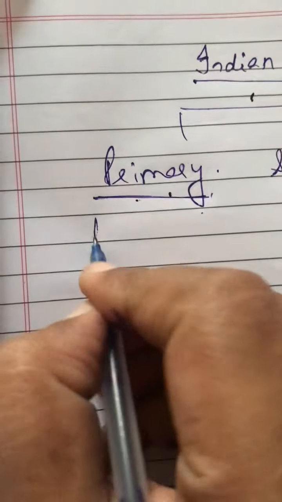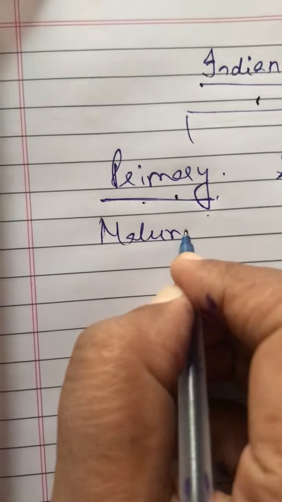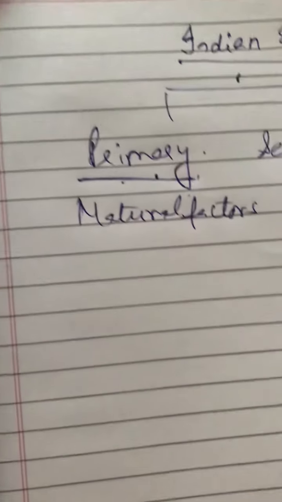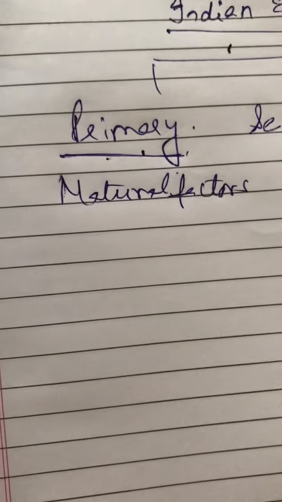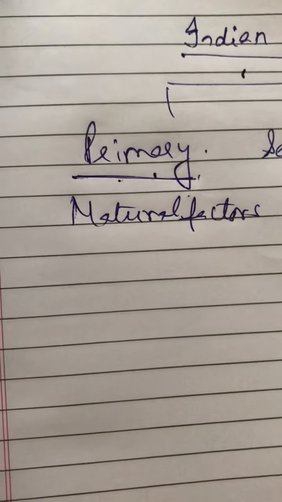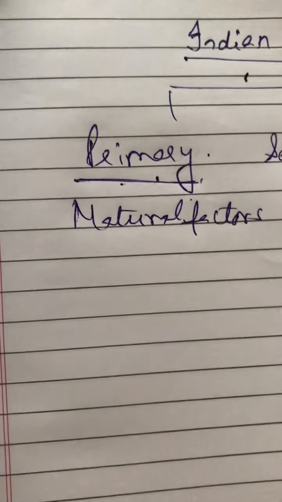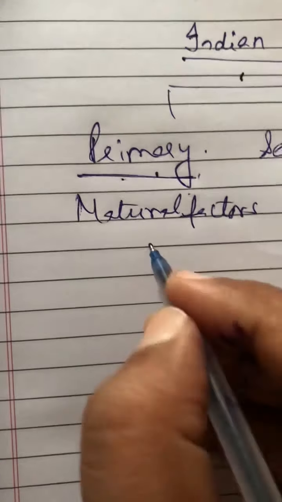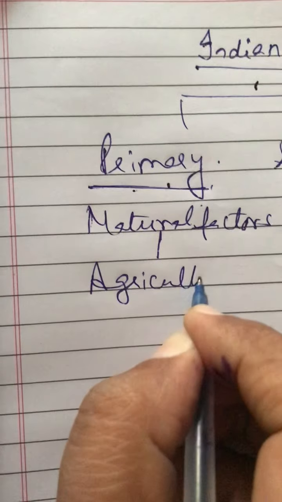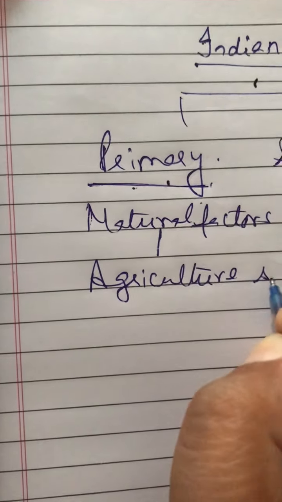Sector which depends upon natural factors, means their production, their productivity directly or indirectly is the outcome, is the result of natural factors. And to start with this, the biggest example is your agriculture sector.